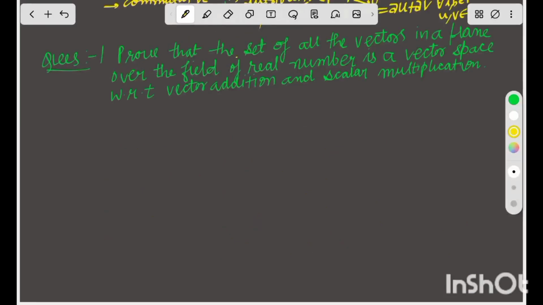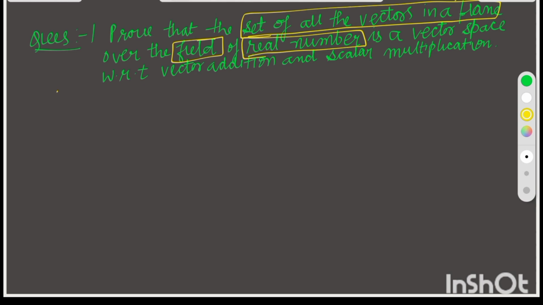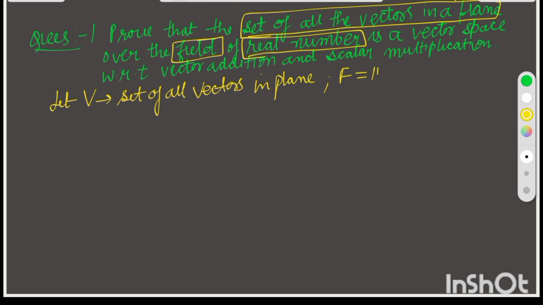Question number 1. Prove that the set of all vectors in a plane over the field of real numbers is a vector space with respect to vector addition and scalar multiplication. Let V be the set of all vectors in the plane, and the field F is the set of real numbers.